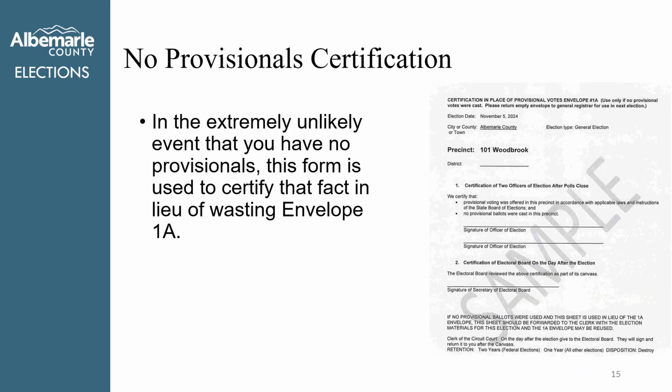We may or may not keep having this form, but there is a no provisional certification form that can be used in the extremely unlikely event that you have no provisionals. This form is used to certify that fact so that you don't have to waste envelope 1A. Envelope 1A has spaces on it where a number of pieces of information are required to be entered about your provisional voting. And envelopes are much more expensive than pieces of paper, so we don't want to waste them if we don't have to. But as mentioned before, we're seeing a lot more provisionals these days. It's unlikely you'll ever need this form.